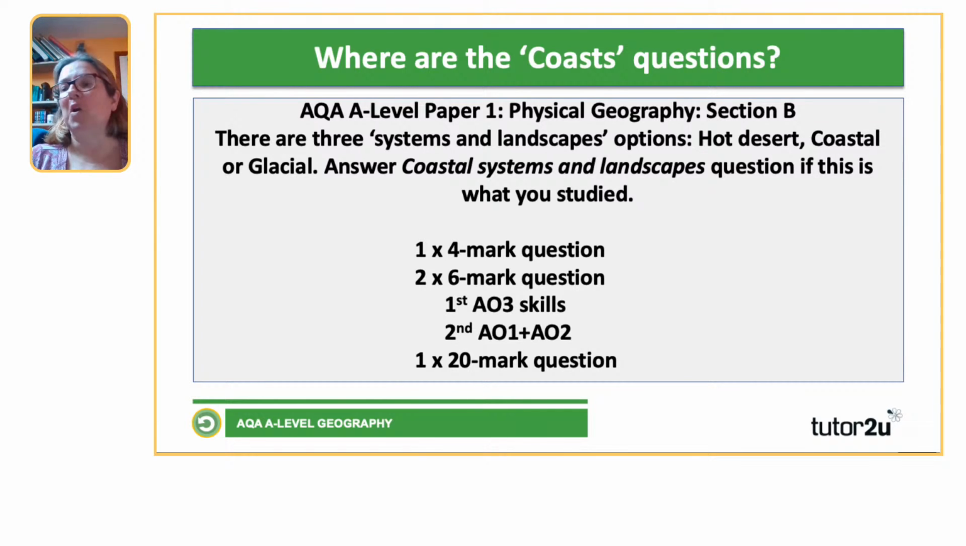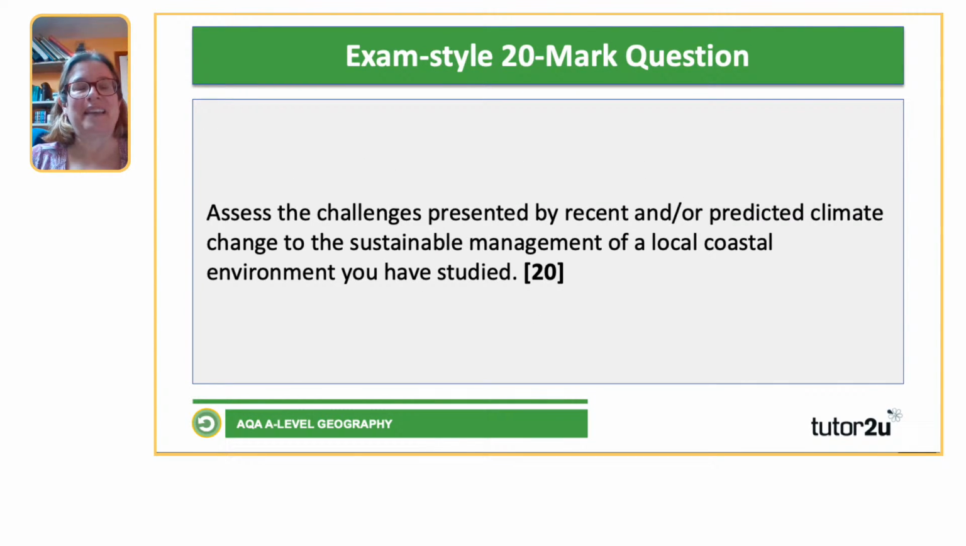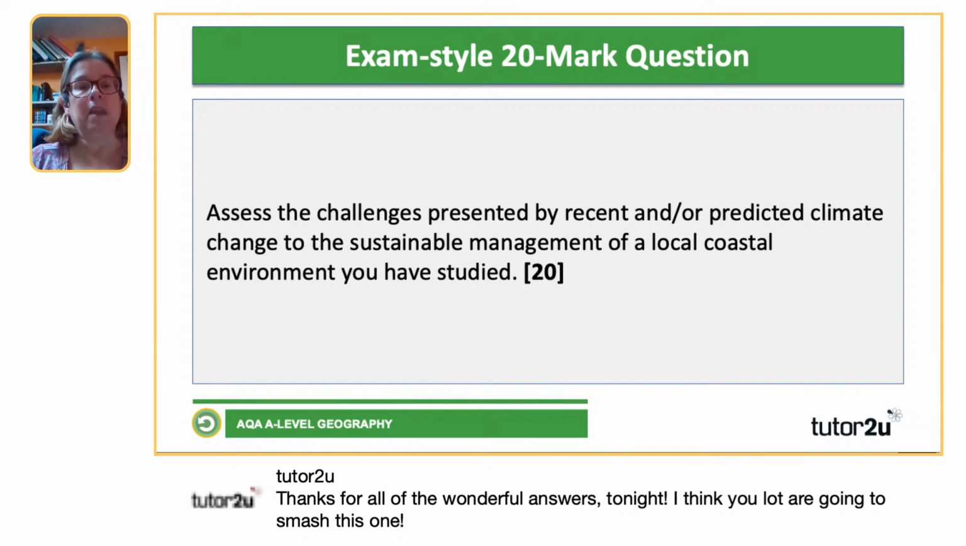So let's have a little look at an exam question. So this is the sort of question you may have come up in your end of your coast section. So we've got there: assess challenges presented by recent and or predicted climate change to sustainable management of a local coastal environment you studied. So remember I said about you've got to study a local coastal environment, you have your case study, and then that is going to be something you're going to be using in this answer. So let's break this down a bit.